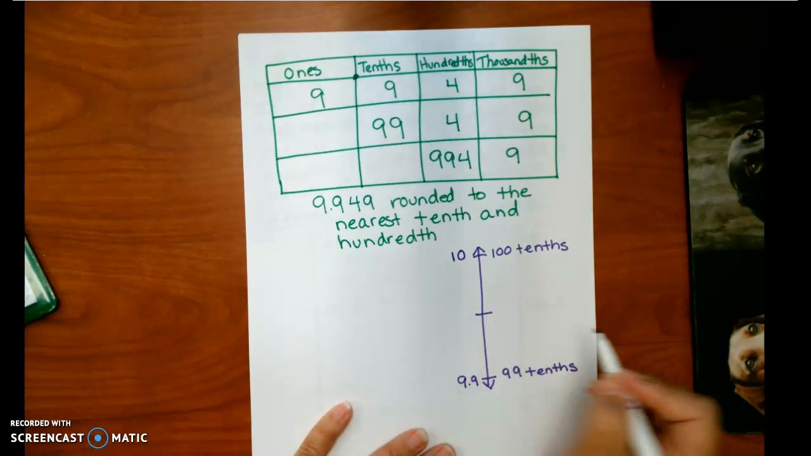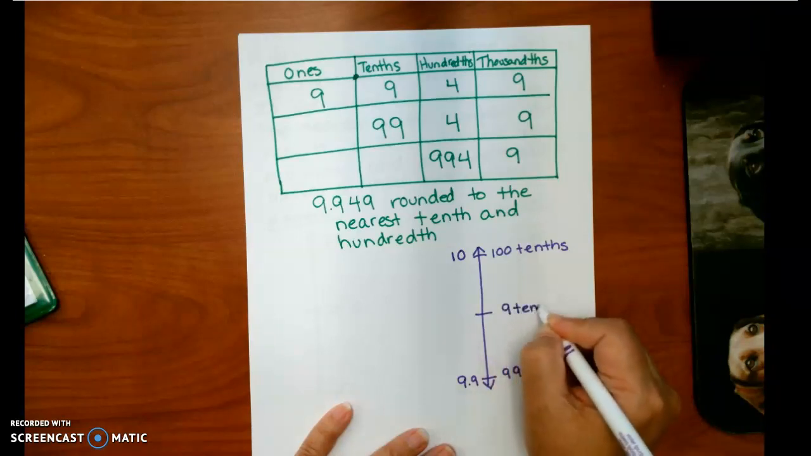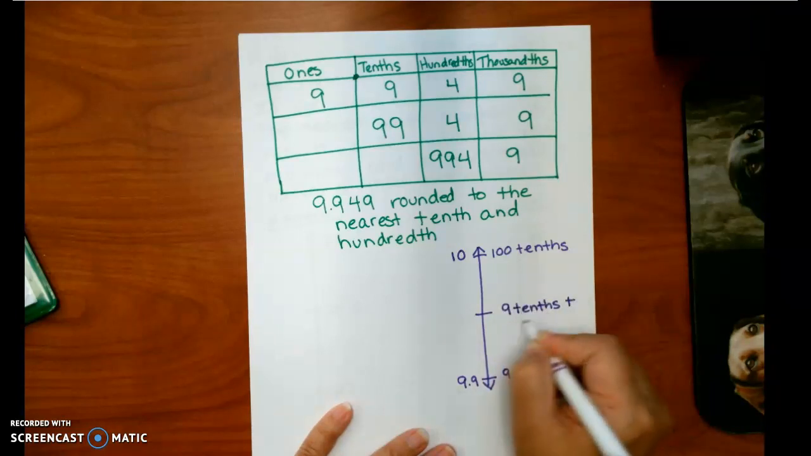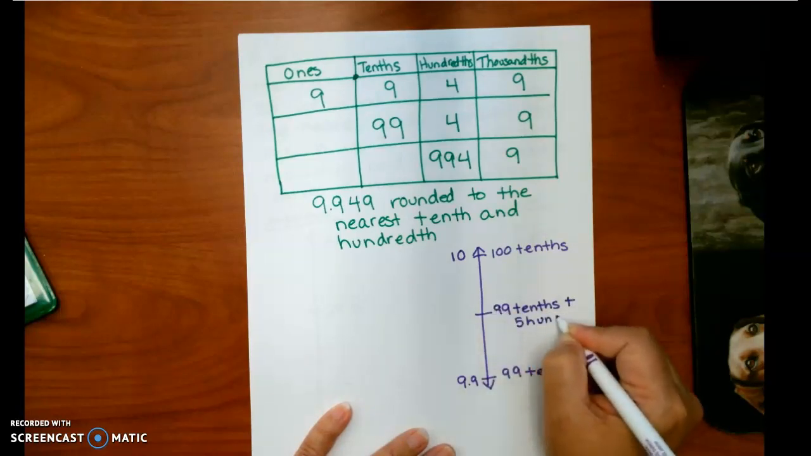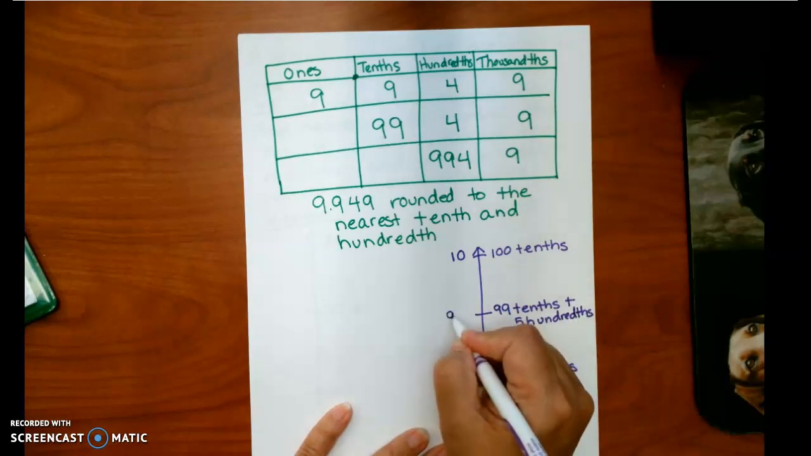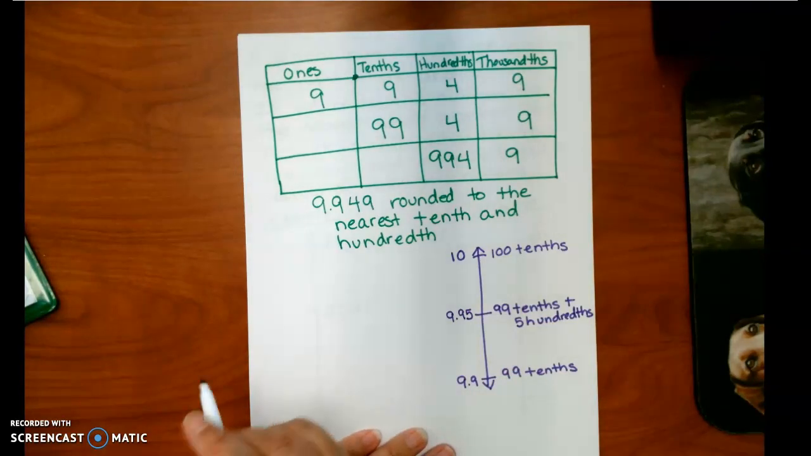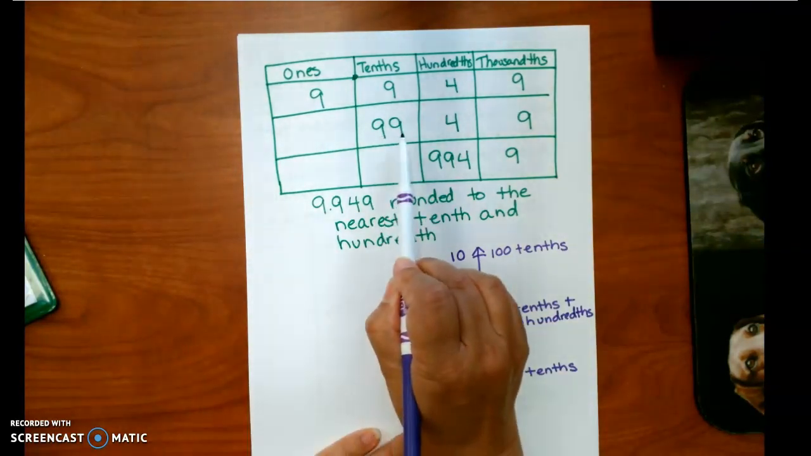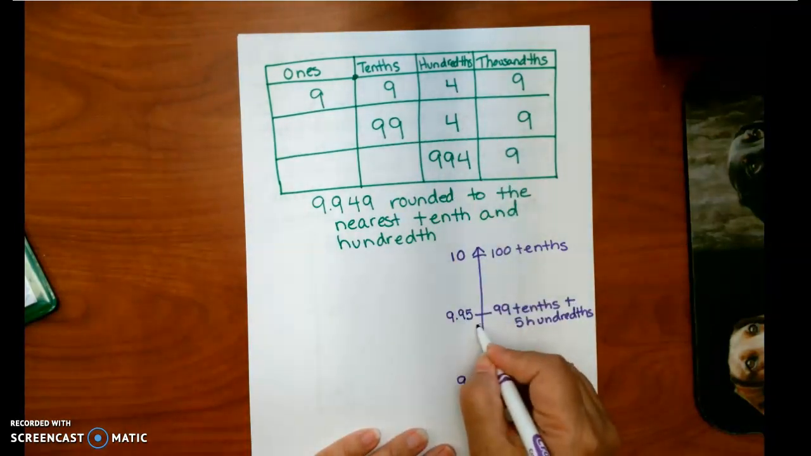What's in between? 99 tenths plus 5 hundredths, which is 9 and 95 hundredths. I have 99 tenths and 4 hundredths. So that's going to go right here.